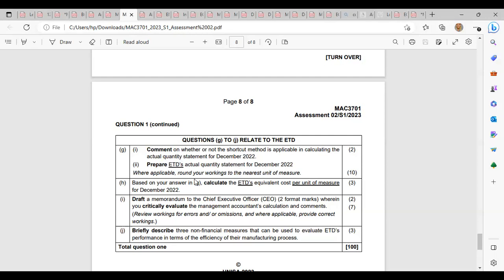So once you get the sheet, you can rearrange it anyhow. You can edit it and rearrange it anyhow, put things in order. Based on your answer in G, calculate the equivalent cost per unit. All right. The memorandum. We'll be evaluating the calculations there. And then 3 non-financial measures used to evaluate the performance.